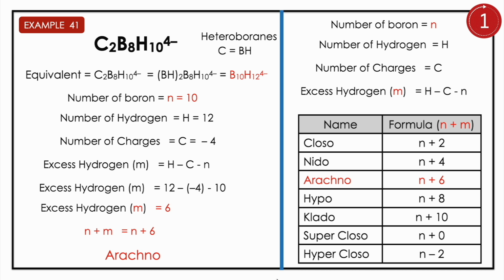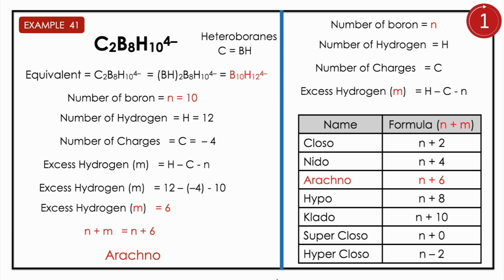To find the structure, the first step will be the number of boron calculation. Number of boron is 10, and the number of hydrogen is 12. First step is counting the boron. Number of borons is 10, so N equals 10. Number of hydrogens is 12, so H is 12. The compound has a 4 minus charge, so C is minus 4.